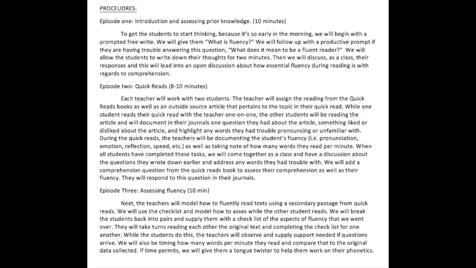For the third activity, we break back into our paired groups and let the students play the role of the teacher. They take turns reading the same quick reads article to one another while assessing each other's fluency using the rubric. Teachers overlook these students' assessments and complete their own rubric for a second time. Comparing the original teacher-led quick reads assessment to the second student-led quick reads assessment will provide a valid measurement of the students' fluency growth.